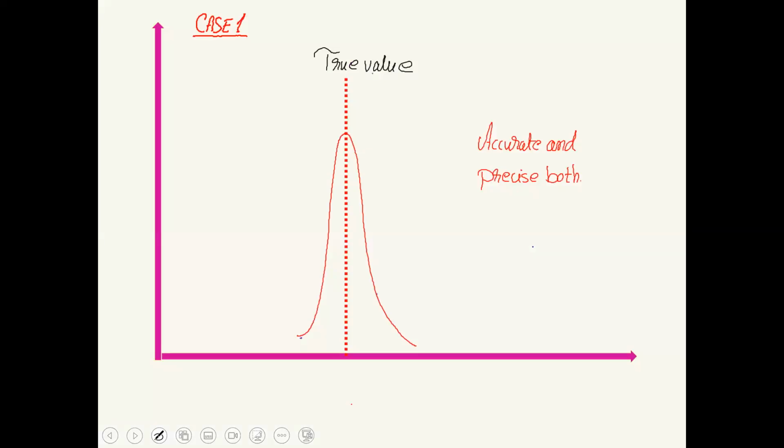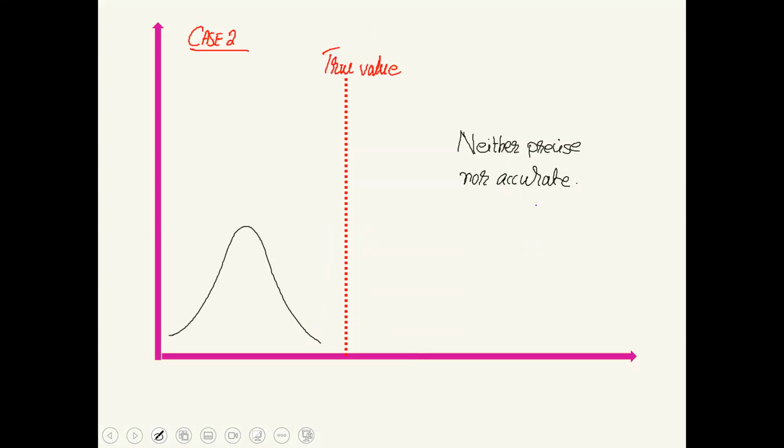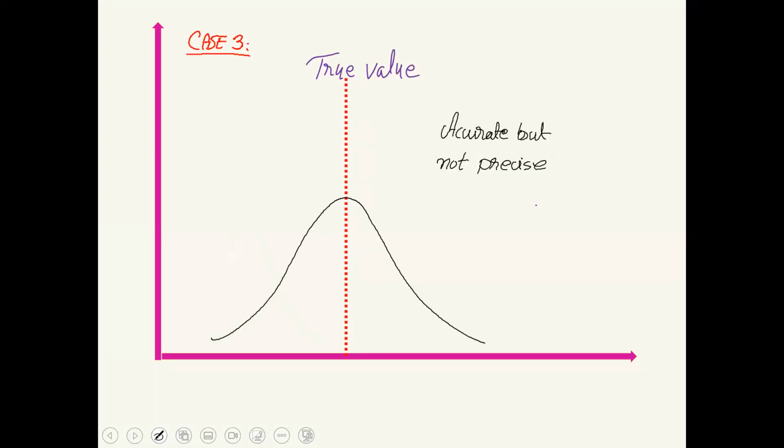Look at these values. In this sketch, this is the true value. This shows accuracy because the average is close to the true value, but it is not precise because it's a slim graph. When you see this graph, it has a wider base, but it is away from the true value. So it is neither precise nor accurate.